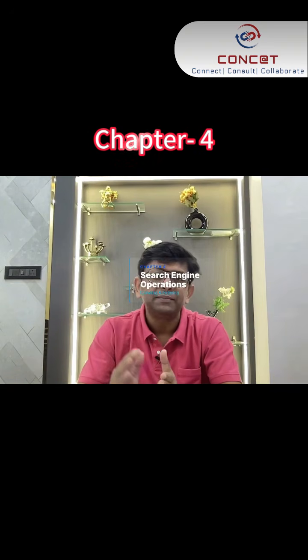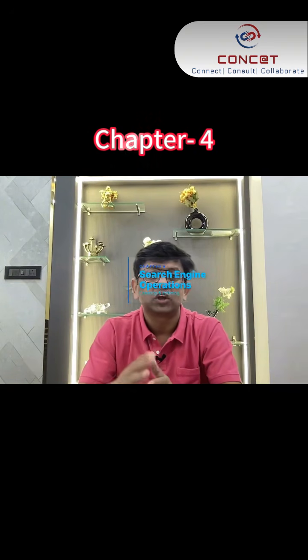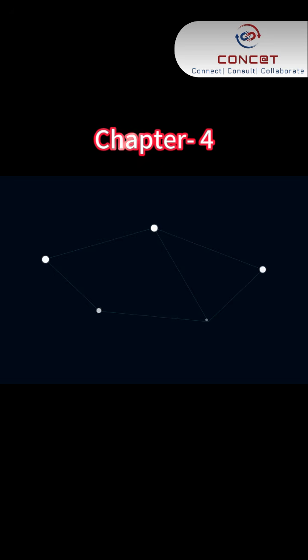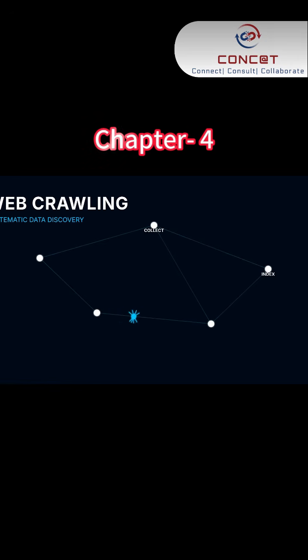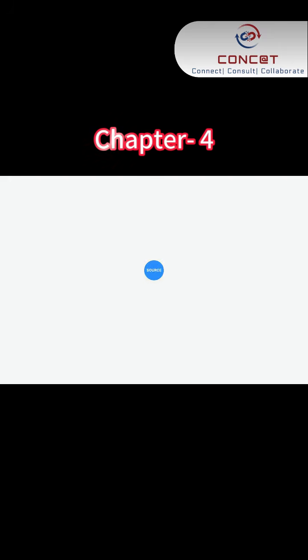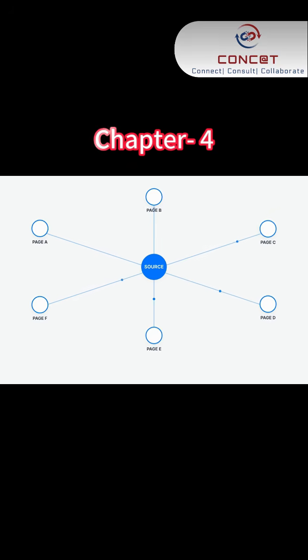Welcome to Chapter 4 of our series. Today, we take a deep dive into the engine room of the internet, crawling and indexing. Crawling is the process where search engine bots systematically browse the web to discover and collect data. Think of spiders traversing a web, following links from one page to another to build a map of information.